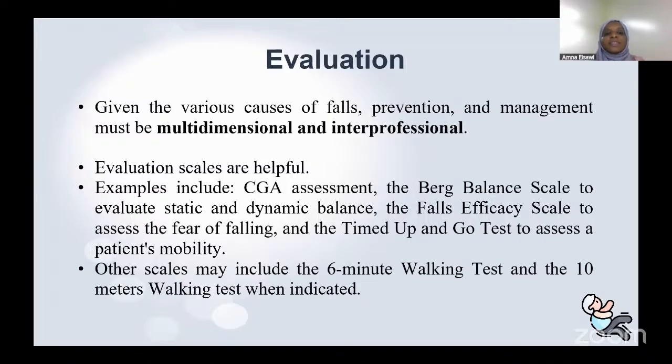We could use some scales to look at the dynamic balance and the walking of the patient, such as the Berg balance scale or the fall efficacy scale, right? To assess the fear of falling or to assess the gait itself. Okay. Other scales can include the 7-minute walking test and the 10 meters walking test. That's used to look at the gait of the patient, which is really very important to look at.